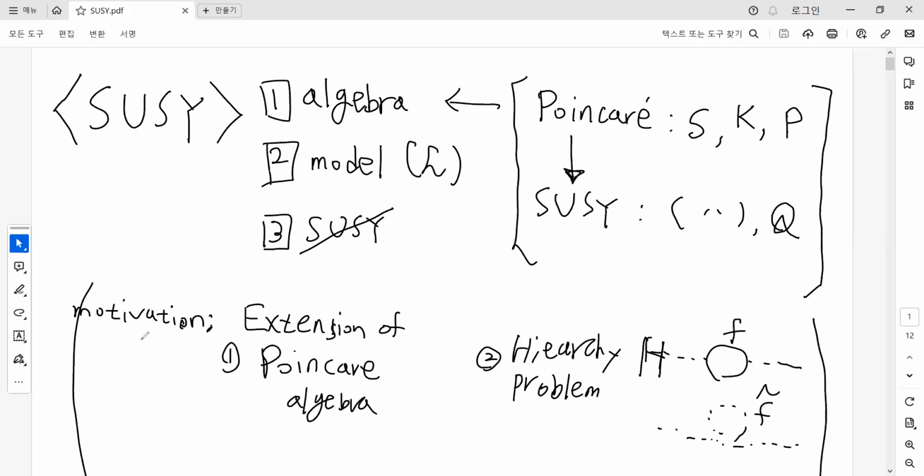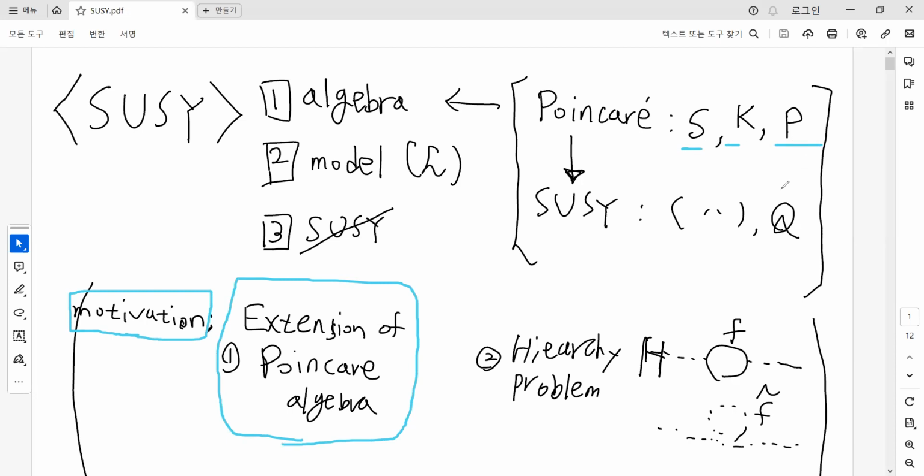The motivations of supersymmetry: there are two things. First of all, the extensions of the Poincare algebra. In the Poincare algebra, there are three kinds of generators: spin, boost, and the momentum. And we can add an additional odd generator, the supercharge, which converts between fermions and bosons. Such a supersymmetry algebra is an extension of the space-time symmetry, which includes the anti-commutator.